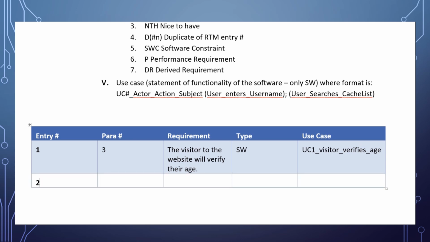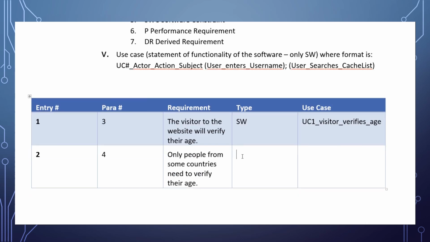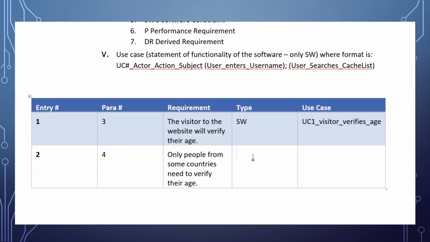Okay, let's do the second one, which is in paragraph 4. And we'll put this pre-prepared requirement in there. Only people from some countries need to verify their age. Okay, so is that hardware, software? No. Nice to have, no. This one is a software constraint. So we type in SWC. For a software constraint, we don't need to put in a use case. We only do use cases for software ones.